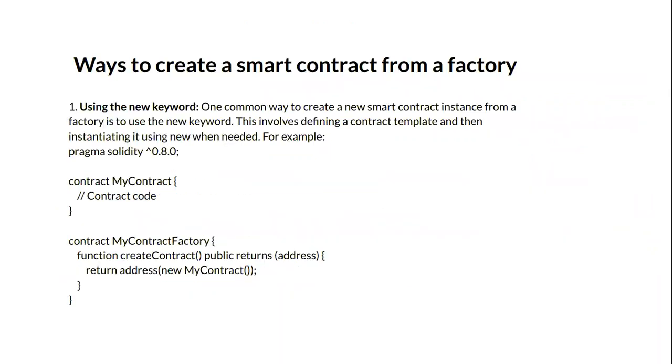So, ways to create a smart contract from a factory contract. The first way that you can create a smart contract from a factory is using the new keyword. Using the new keyword.